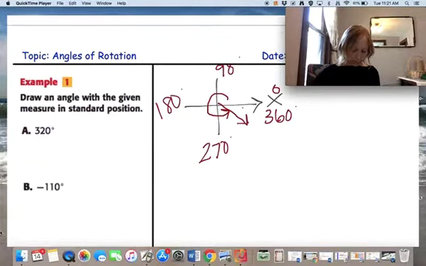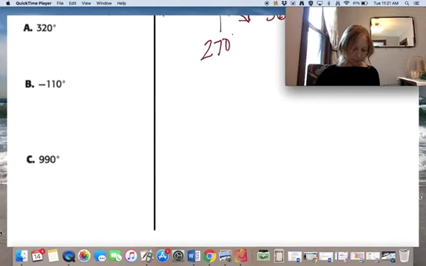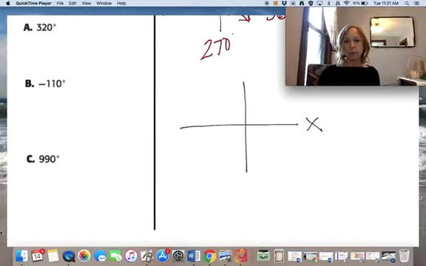All right, let's look at letter B. This time we're going to go negative 110. So I'm going to draw my new coordinate plane. Again, I always start on this positive x-axis. And if I'm going negative this time, think about what's going to be different.